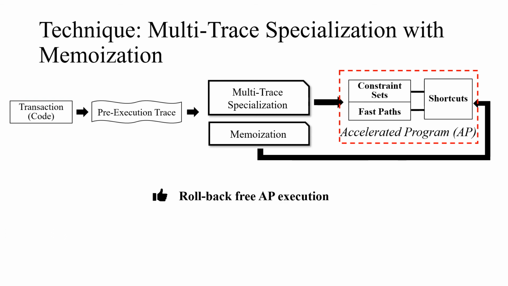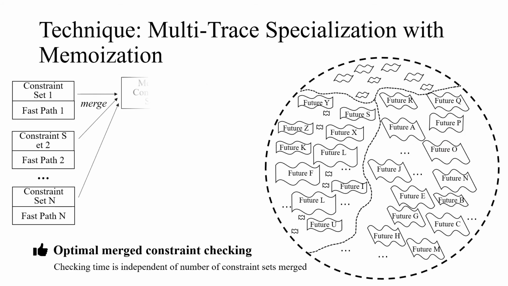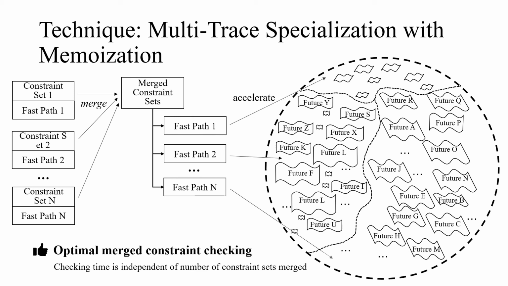The AP execution is rollback-free. AP won't make any externally visible changes until it is sure that the future can be accelerated by its fast passes. It means that, upon speculation failure, we can immediately fall back to the original code without reverting anything. We have an innovative way to do merged constraint checking for APs that cover multiple equivalence classes with multiple fast passes. This ensures that the constraint checking cost does not grow with the number of classes covered.